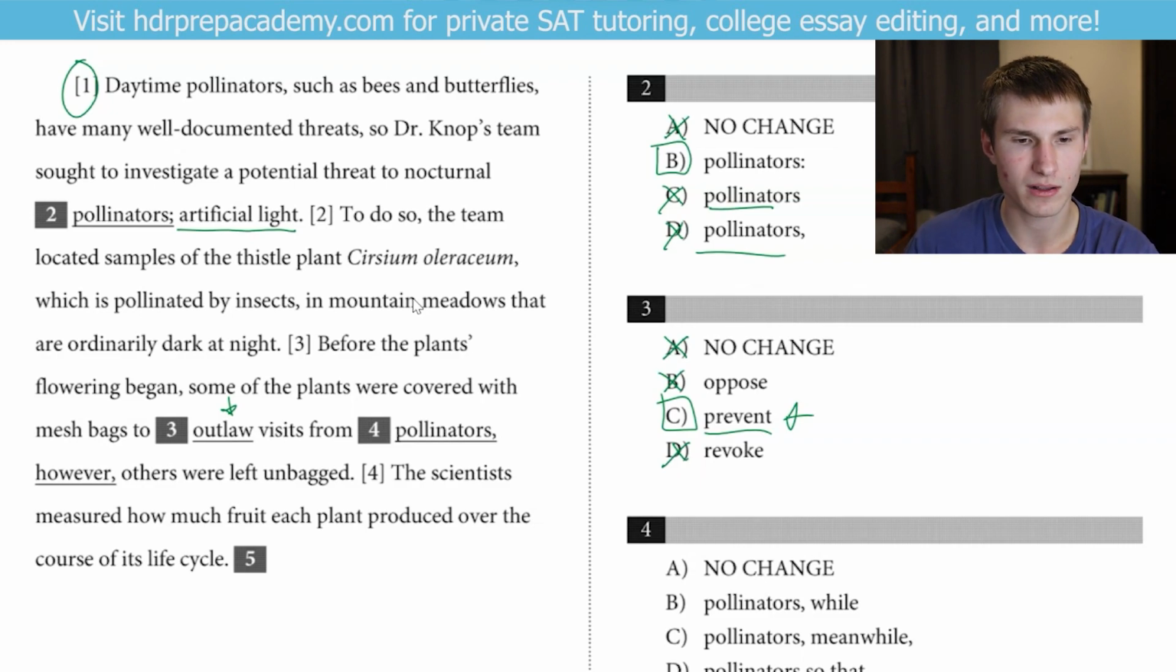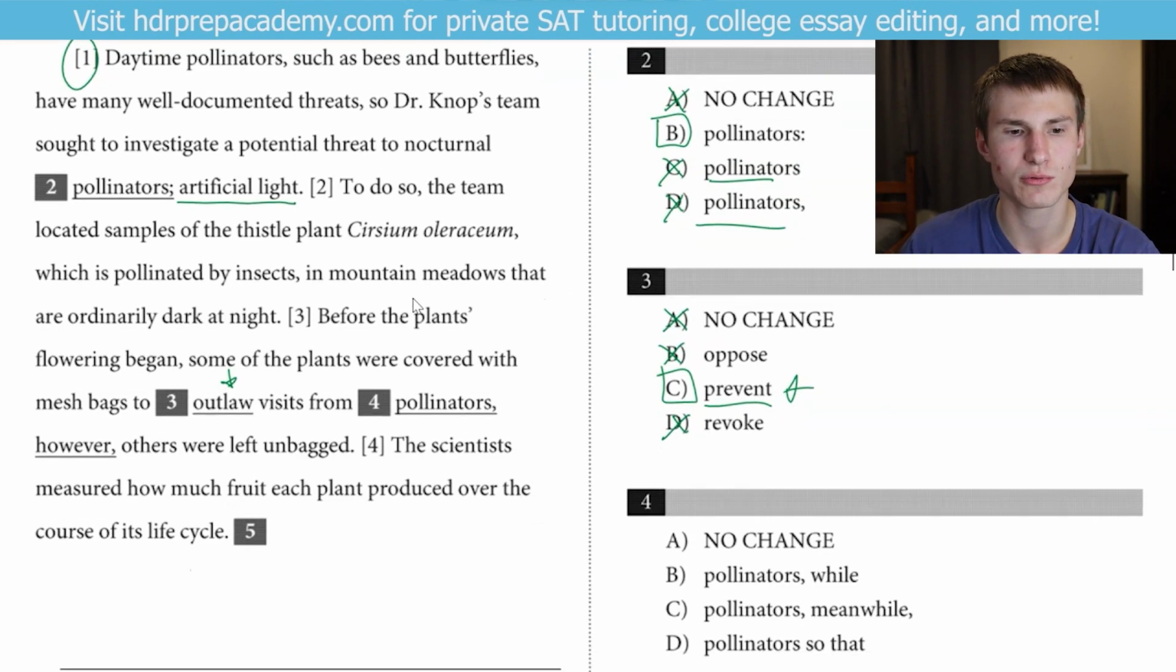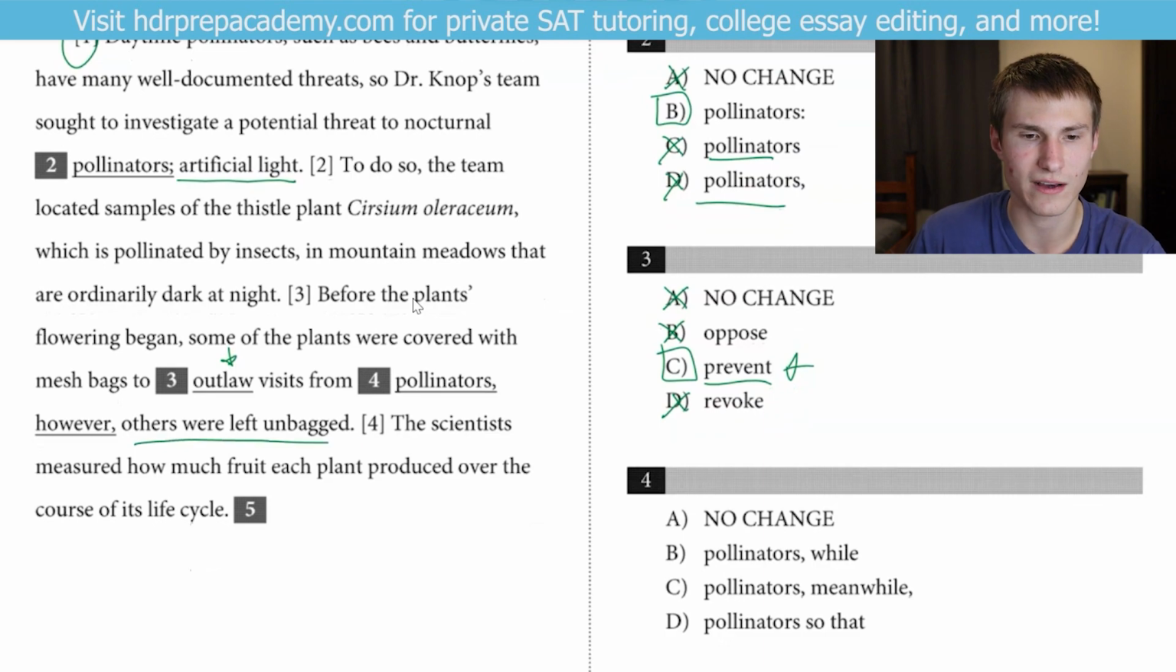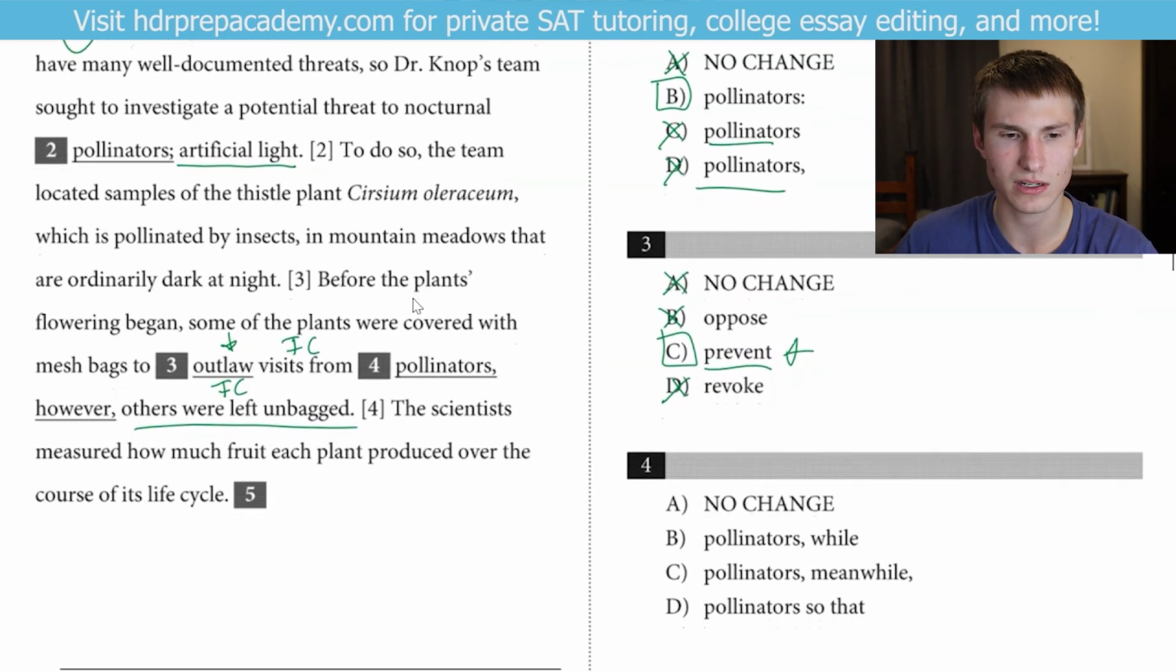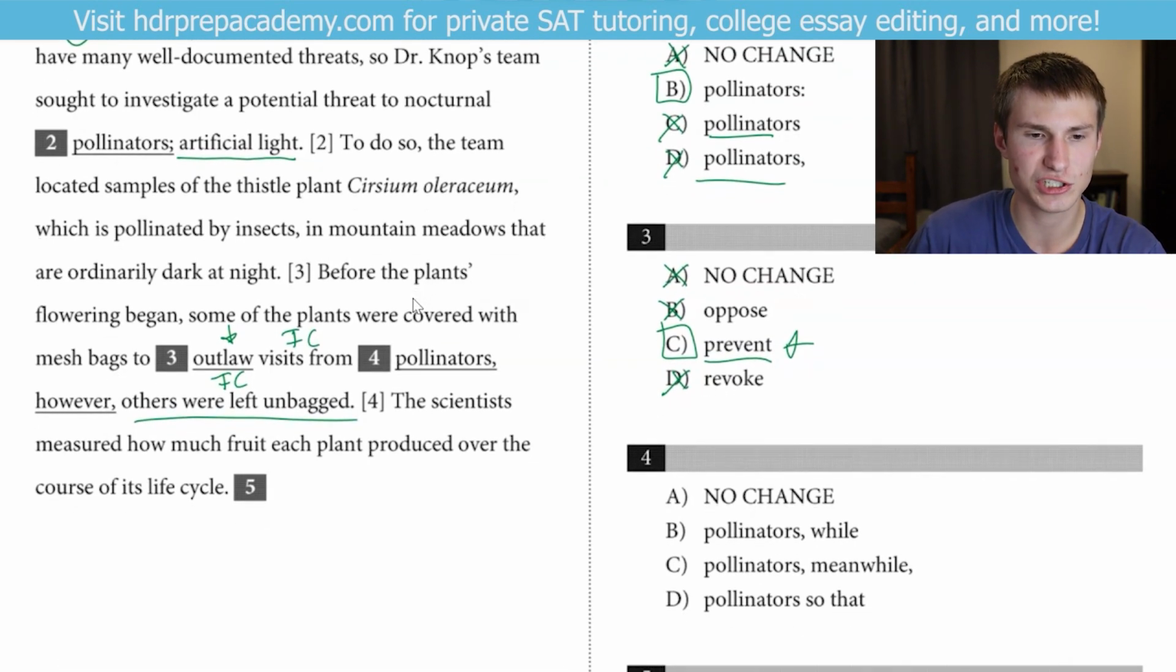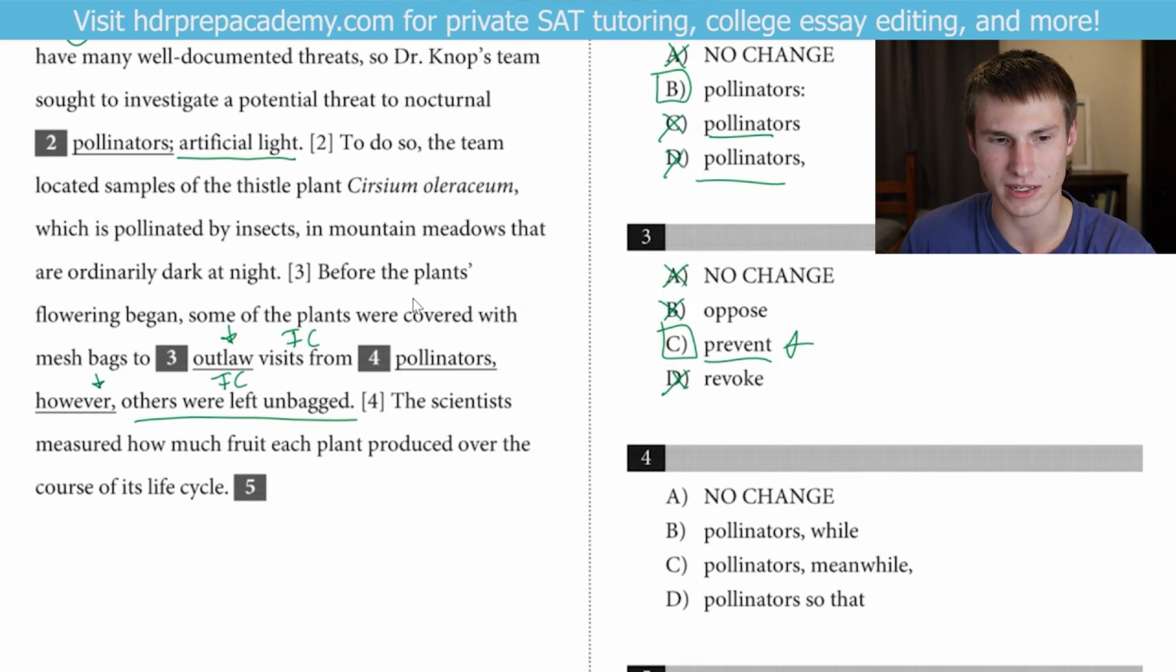All right. From pollinators, and then we have some sort of punctuation there. We have others were left unbagged. That's going to be an independent clause. We have an independent clause before here, so we've got to connect two independent clauses here. Now, keep in mind, we can change whether or not this is an independent clause by having a word there. However, though, does not. So in this case, we'd have a comma splice, right? So option A is a comma splice, so that's going to be wrong.